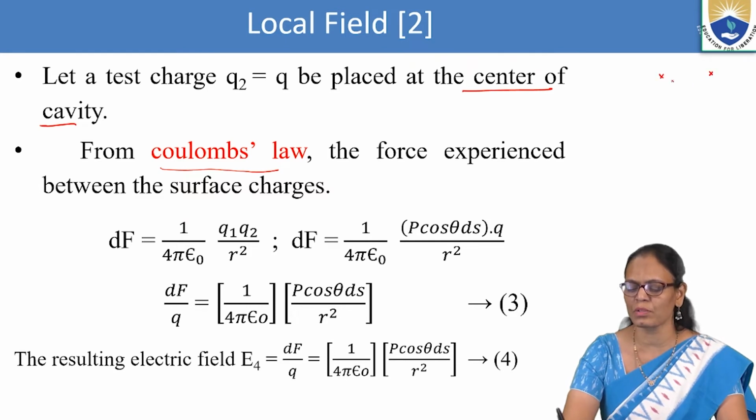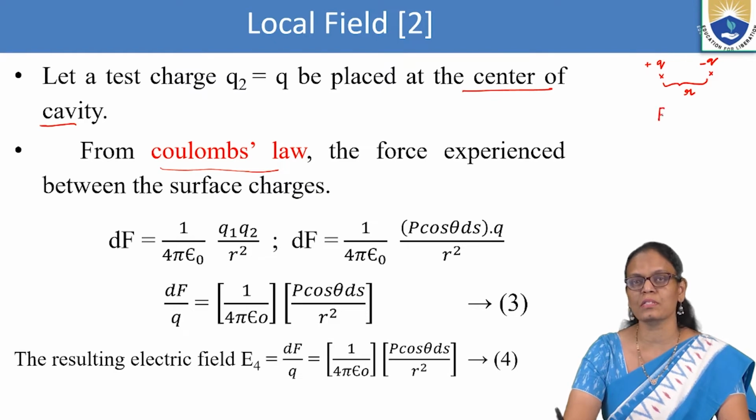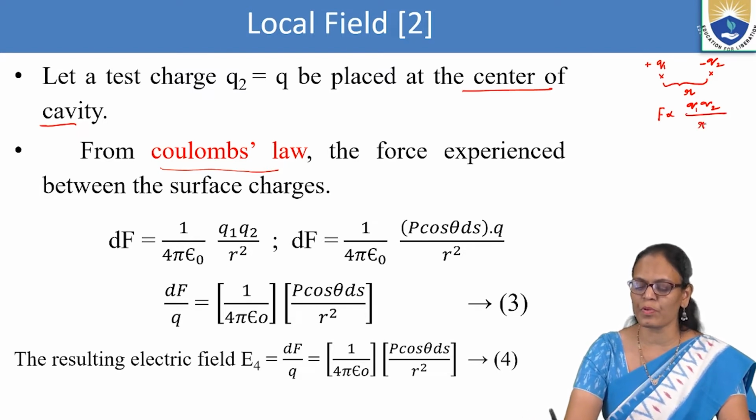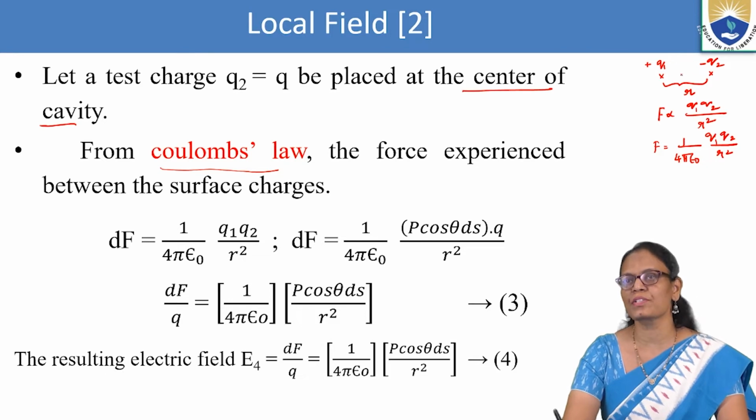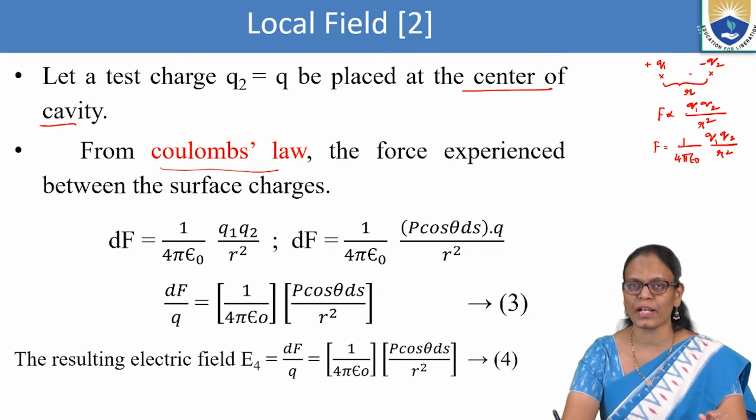Whenever you have two charges, plus Q and minus Q, separated by a distance R, Coulomb's force law says F is directly proportional to the product of the charges, Q1 Q2, and inversely proportional to the square of the distance. Removing the proportionality sign, F equals 1 by 4 pi epsilon naught Q1 Q2 by R square. When the two charges are opposite or unlike, there will be a force of attraction, and when they are the same, it will be repulsion.